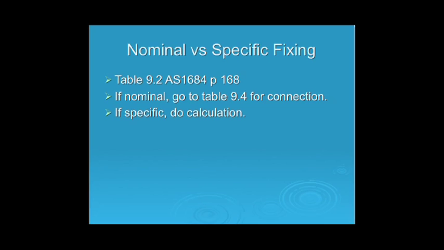Can I ask you to go to page 168, table 9.2. Now this is what we were talking about before, whether we talk about nominal and specific. So this is the table you should go to first. You'd be crazy not to check this first, because if you've got a nominal connection, that means you don't need to do any work.